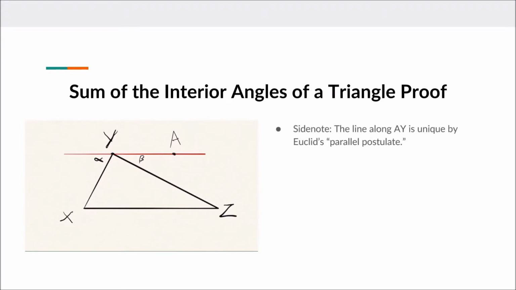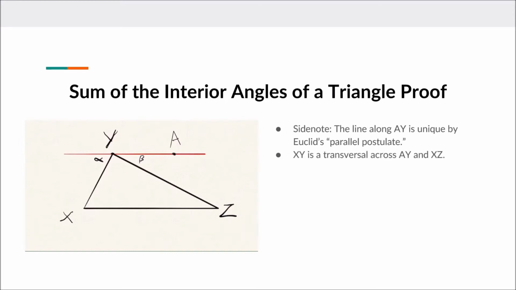An interesting side note about this construction is that the line that goes through vertex Y and is parallel to XZ is unique by Euclid's parallel postulate. An interesting thing about the parallel postulate is that despite how intuitive it seems, nobody has actually been able to provide a concrete proof.